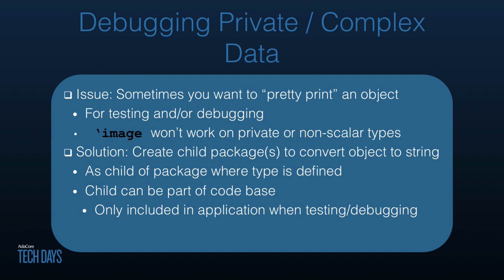I have been told that 22x will help with that, but we're not there yet. So you can't do a tick image typically on a record or on a private type. And even if you could, it's just going to print it out in its own format. The whole Python print, a print of a list, will print it however it wants to print it.